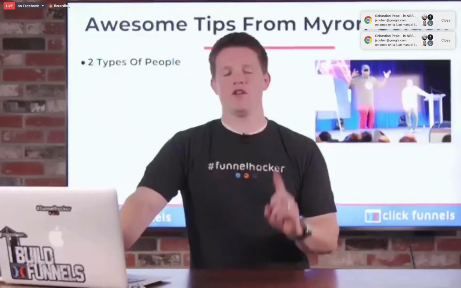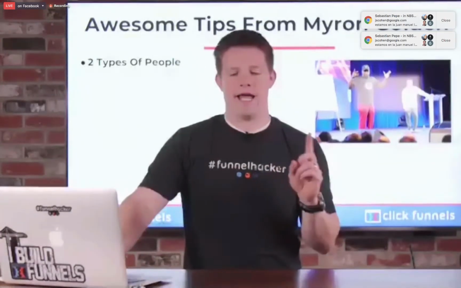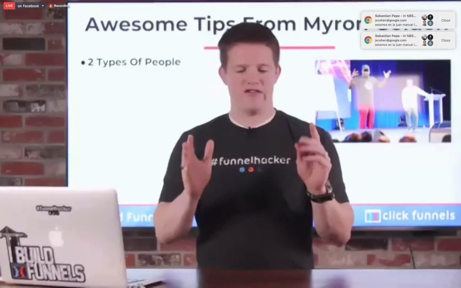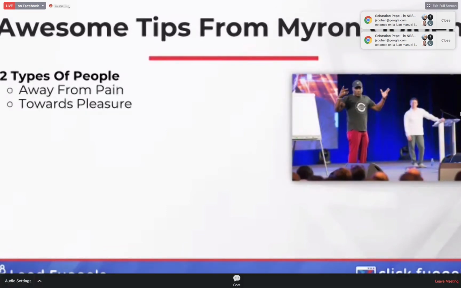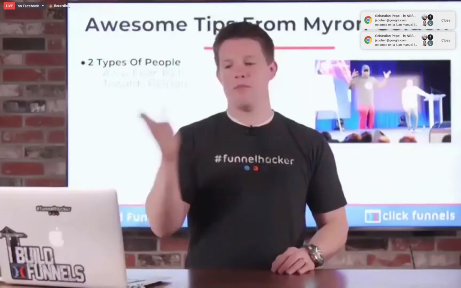As I was preparing this presentation, one of my favorite humans on earth, Myron Golden, he messaged me and he's like, hey, when I create my lead magnets, there's a couple tips I think you should share with people because it's so powerful. He said, if you look at this, there's two types of people, right there. And if you ever study NLP, this is a big part of NLP, right? Like people either move towards pleasure or away from pain. Okay, they move towards pleasure or away from pain. And usually people make the majority of their primary decisions based on one of those.